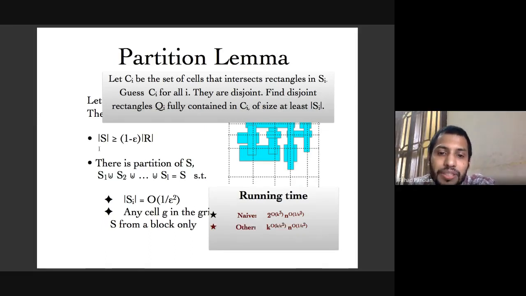But we can improve this. I mean, you don't have to do much work for that. K to the order K by epsilon square.